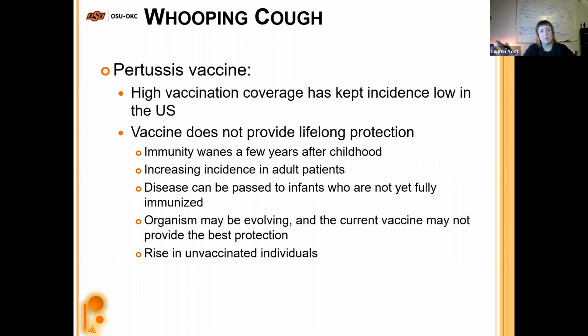The vaccine that is available, we have high coverage in the United States, keeping the incidence very low in the US, but it doesn't provide lifelong protection. So it'll wane a few years after childhood, whereas it might not be so severe for us to have pertussis. It is very, very dangerous for infants. The disease can be passed to them from adults who have not had the immunization recently. So it also seems that the organism may be evolving and the current vaccine may not provide the best protection as it used to when it was first developed.